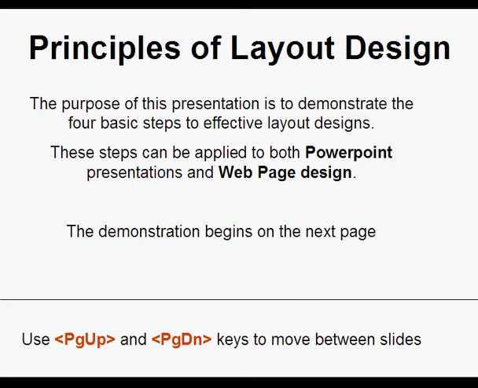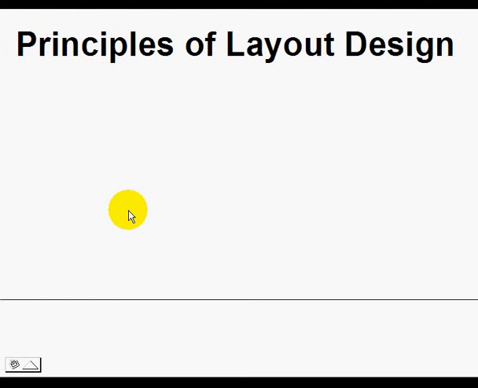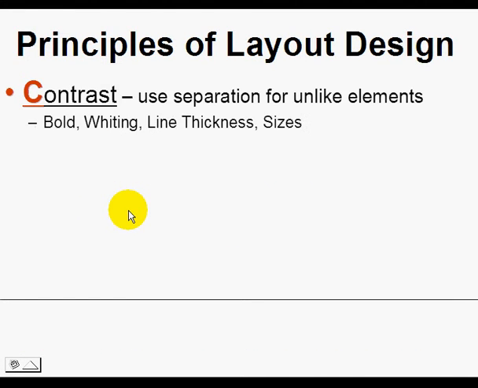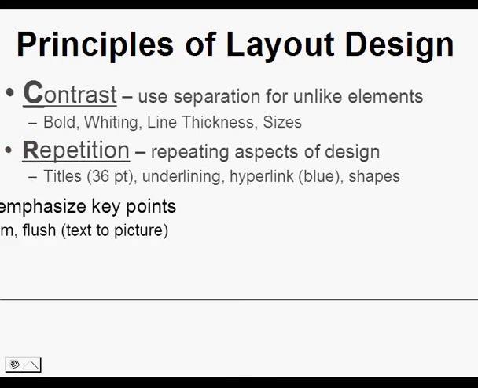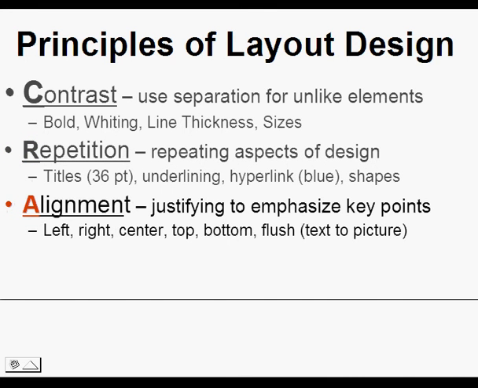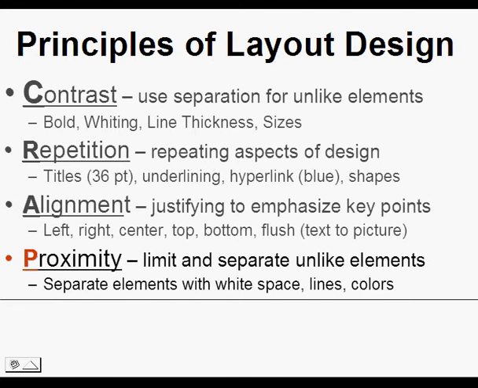We're now in the design mode of web design, and the concept is called Principles of Layout and Design. This should be easy to remember. The C is for contrast, the R is for repetition, the A is for alignment, and the P is for proximity. You can see what the four letters sound like when you pronounce them.